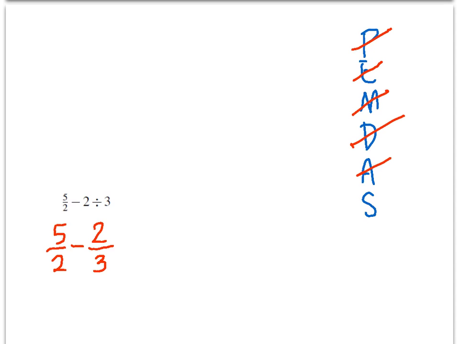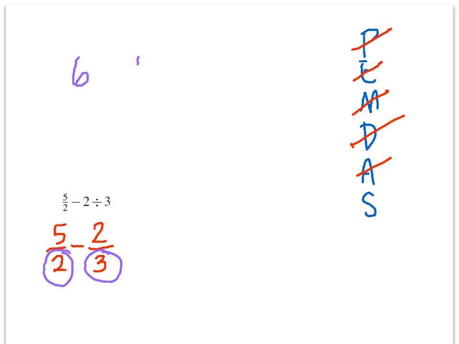I don't have any addition, but I do have subtraction now. In order to subtract 5 halves minus 2/3, I need to change the denominators. So I need to find the lowest common denominator, and I know that 6 is going to be the lowest one for each. So I'm going to change it to 6. And I know that 2 times 3 equals 6, so I multiply the 5 by 3 and get 15. And 3 times 2 equals 6, so I multiply the 2 by 2 and I get 4.